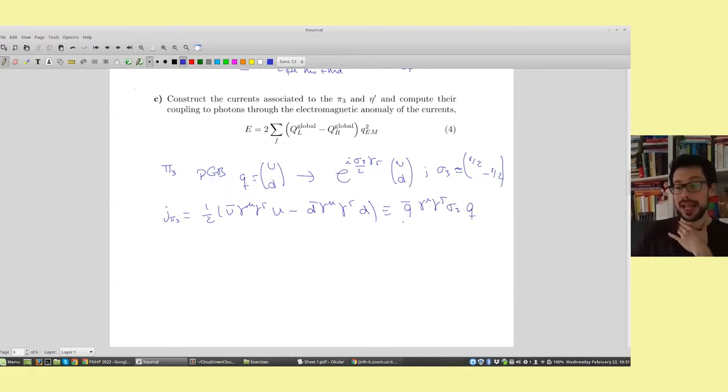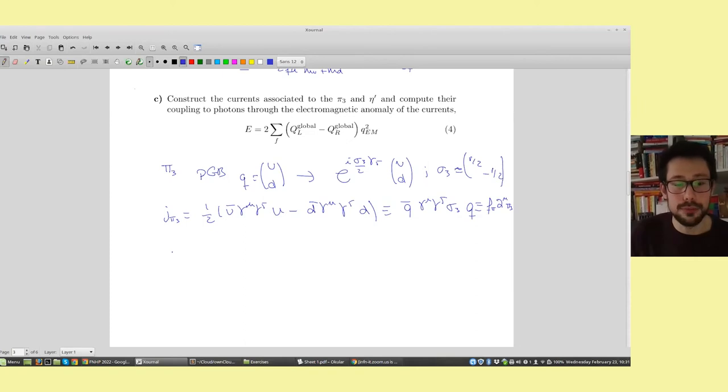So now we have the coupling, now we have the current associated to the pion. And this is what we will define as our pion field, right? So this will be equal to f pi times d mu pi 3. So from this current equation, we can compute the axion coupling to photons.